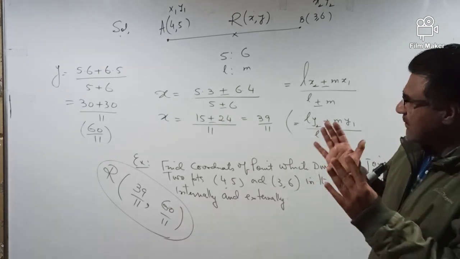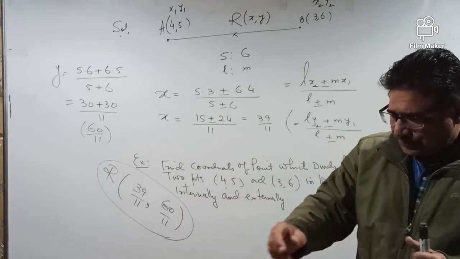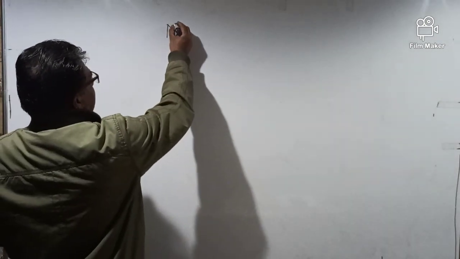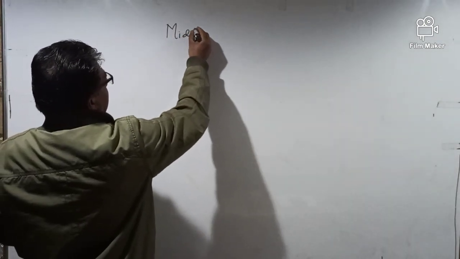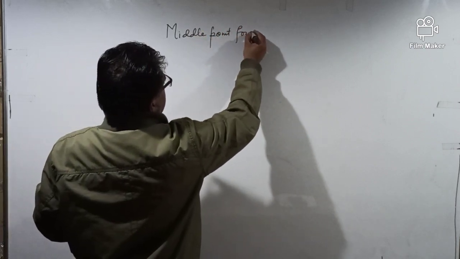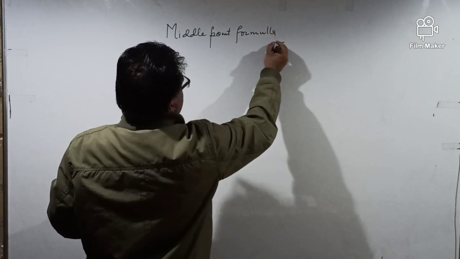Now, after this, I will come to another thing. Now, I will come to the midpoint formula. Section formula internal division, section formula external division. Now I will come to the middle point formula. Now what is the middle point formula? What is the middle point formula?